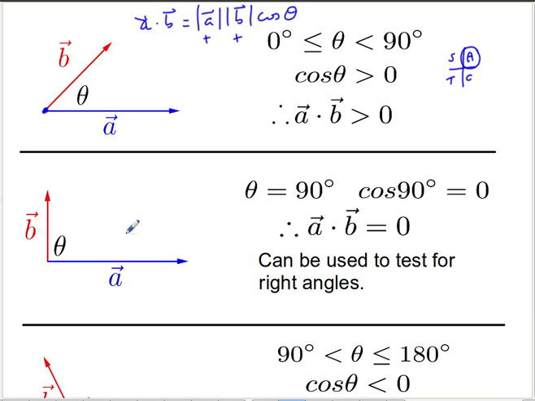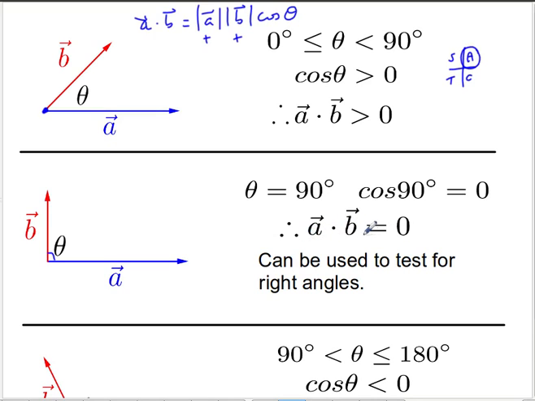If, on the other hand, I have a 90-degree angle, a right angle between my two vectors, then of course that means angle theta is 90 degrees, but the cosine of 90 degrees is equal to 0. So now if I do A dot B, the magnitude of A is positive, the magnitude of B is positive, and so I have a positive and a positive multiplied by 0. So I end up with an overall result of 0. Now that is not particularly useful on its own.